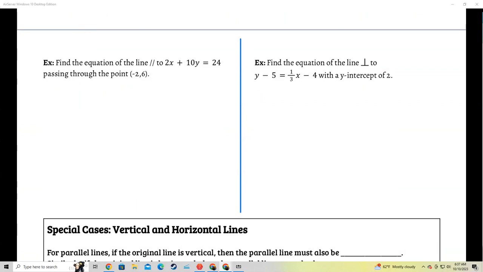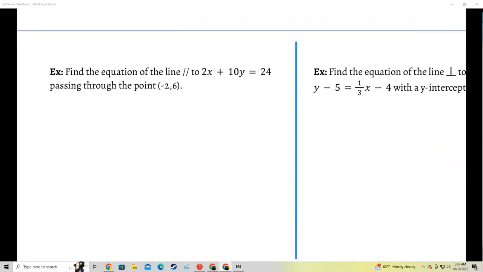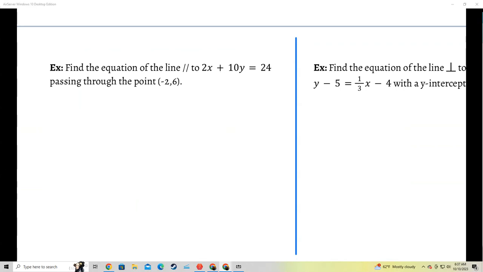We're going to put these into y equals mx plus b form. I want to find the equation of the line that's parallel to 2x plus 10y equals 24. I don't know what the slope is, so I need to get the slope first. Let's try that out. I got 2x plus 10y is equal to 24. In order for me to solve for this, I need to go ahead and subtract 2x from each side.